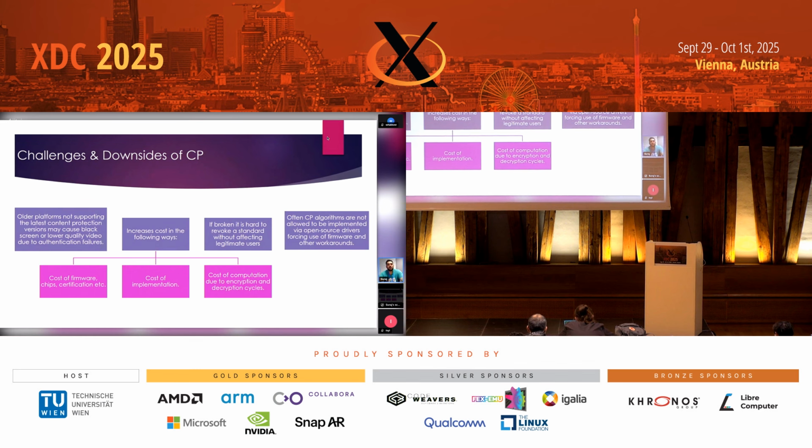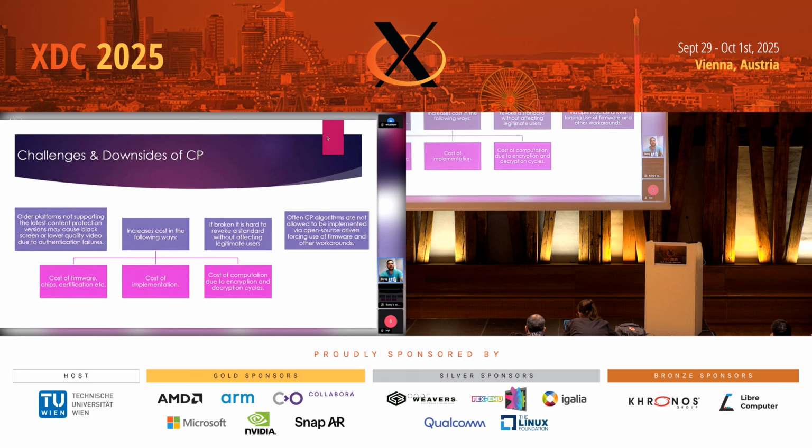And next is older platforms. One of the challenges is that you need to make sure all the platforms that are using your standard are updated at the same time, because if there is any device that has not updated to the latest standard, it won't be able to do its authentication perfectly and may end up with a black screen. Then if a standard is broken, like HDCP 1.x was, you cannot revoke it without affecting legitimate users, and that's a really big problem with content protection.